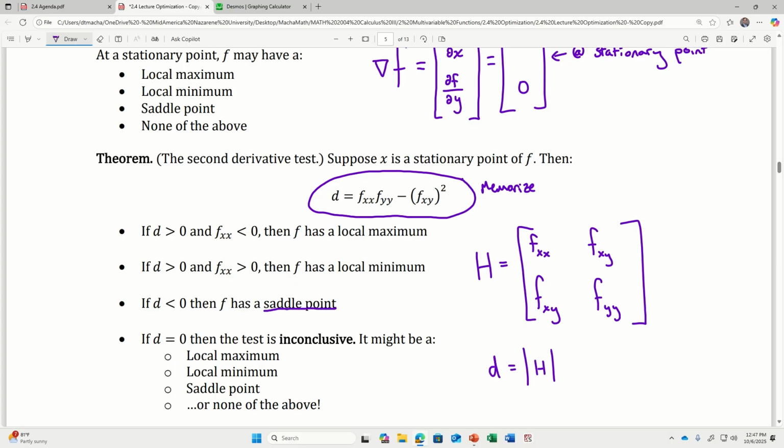If this product is positive and one of your eigenvalues is positive, the other one has to be positive, and two positives means it's concave up in both directions, and so it's a minimum. And then, like I said, if one of your eigenvalues is positive and one of them is negative, then the determinant will be negative, and then you get a saddle point because it's concave up in one direction, but it's concave down in the other direction. So it looks like a saddle or like a Pringles chip. I'll show you some pictures on GeoGebra here in a second.